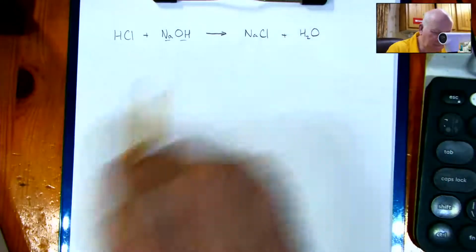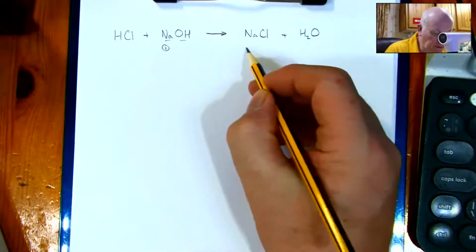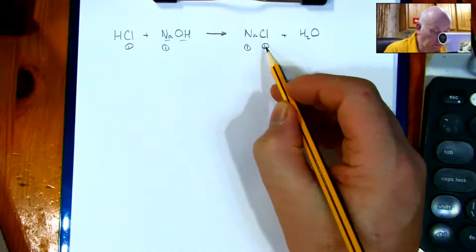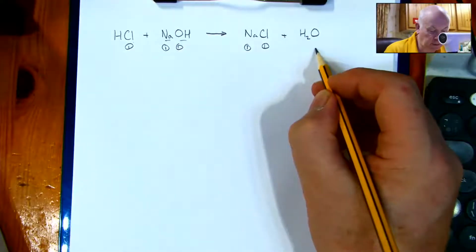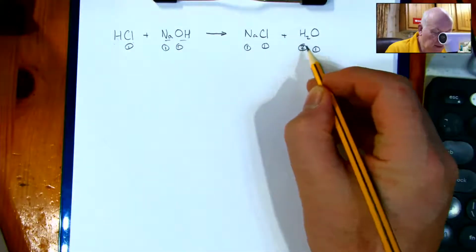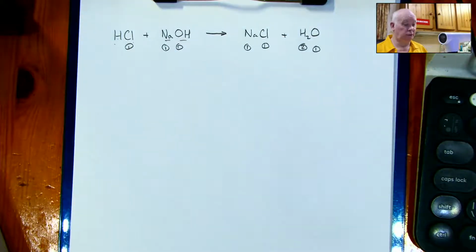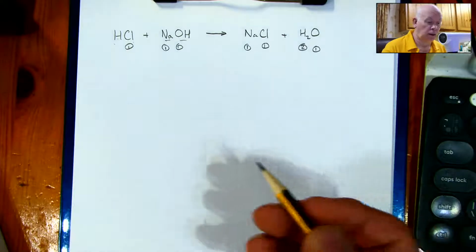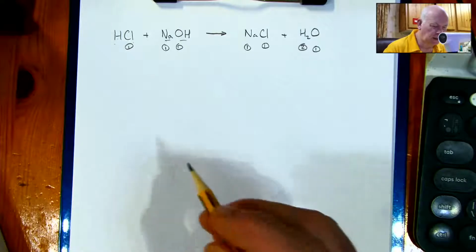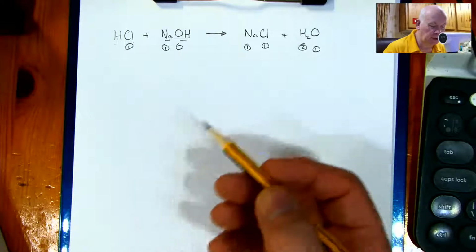Well, that works quite nicely because I've got one sodium on this side and I've got one sodium on that side. I've got one chlorine on this side, one chlorine on that side. I've got one oxygen on this side, one there, and then we've got these two. And so everything balances. But not all equations are like this. Some are a lot different and cause a lot of problems. So let's just take a slightly different example and see what happens if we do this.